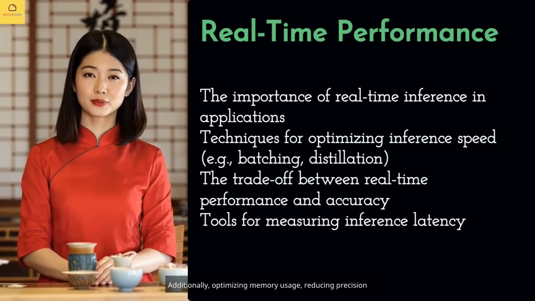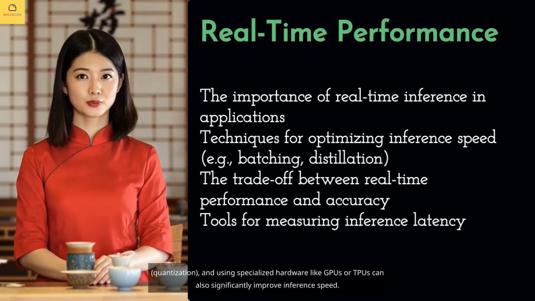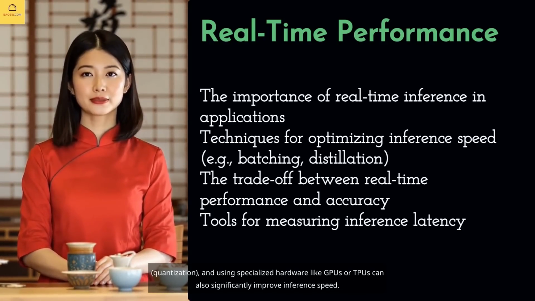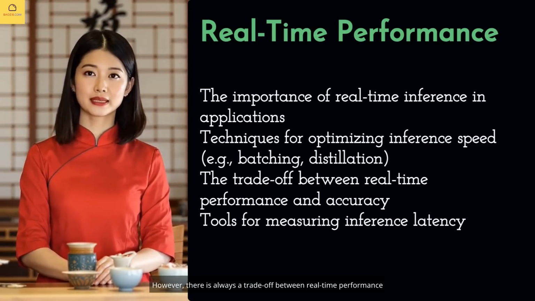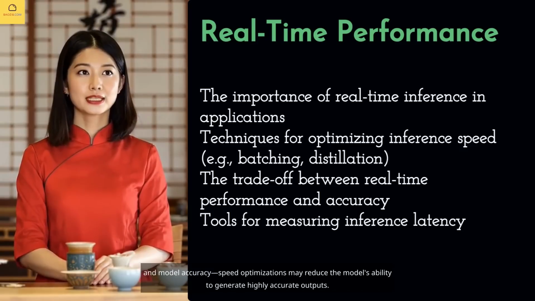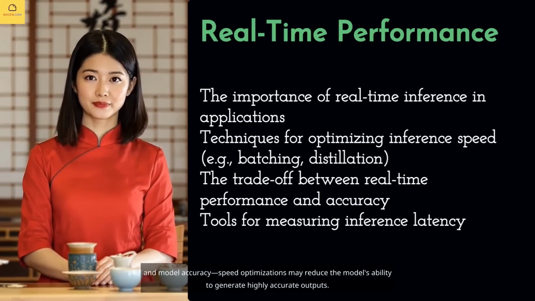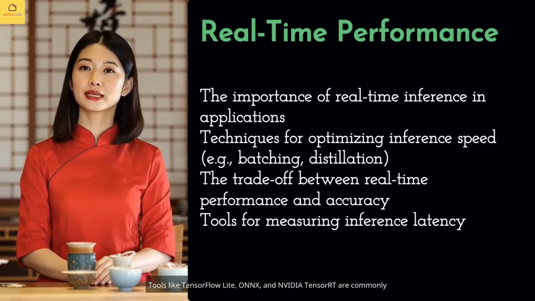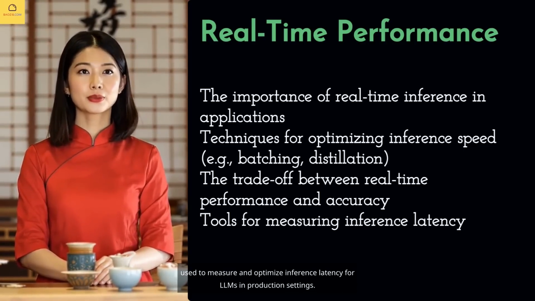Additionally, optimizing memory usage, reducing precision, quantization, and using specialized hardware like GPUs or TPUs can also significantly improve inference speed. However, there is always a trade-off between real-time performance and model accuracy. Speed optimizations may reduce the model's ability to generate highly accurate outputs. Tools like TensorFlow Lite, ONNX, and NVIDIA TensorRT are commonly used to measure and optimize inference latency for LLMs in production settings.